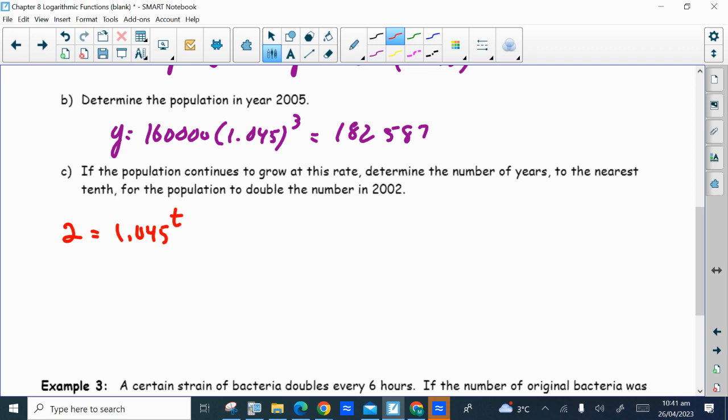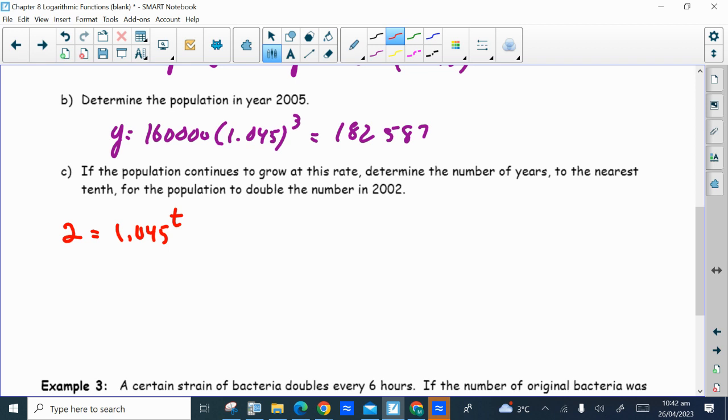Now again, you could let the left side be 320,000. That's double the original population of 160,000. But then your next step would be to divide both sides by 160,000. So on the left, when you divide the 320,000 by 160,000, you get your 2. We need to solve for t.